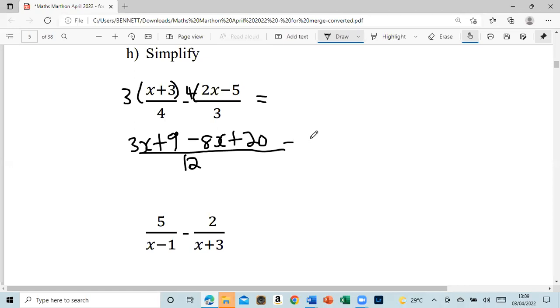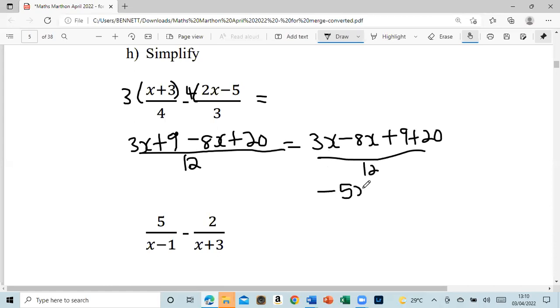And then now we group the like terms. So it's 3x, carry the sign with it. Because this is a negative 8x, we carry the negative with it. Once we have the like terms together, we can simply add them. So that'll be 3x minus 8x, which is negative 5x, and here it's 9 plus 20, that's 29. And then now you keep the LCM, and you're done.